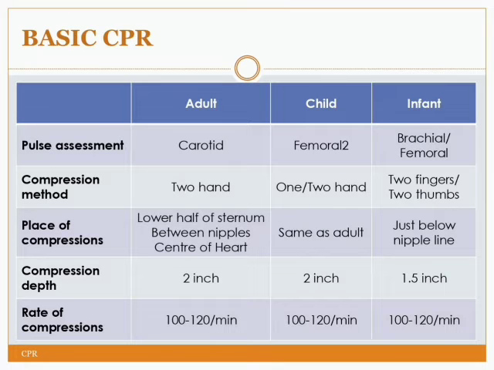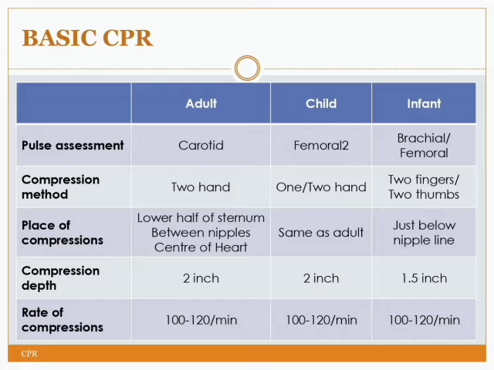Now, let's discuss basic CPR in adults. Pulse assessment should be done on the carotid artery in adults. We should use the 2-hand compression method. We should place our hands on the lower half of the sternum between the nipples and center of the heart. Depth of compression should be 2 inches and rate of compressions should be 100 to 120 compressions per minute.